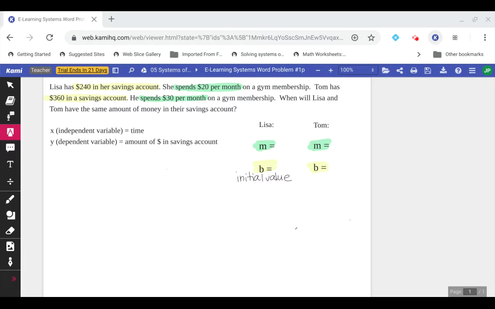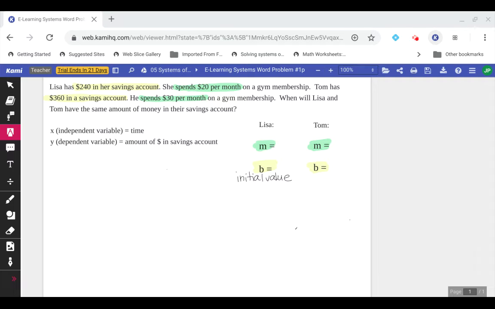This is a real life application problem in which you can write and solve a system of equations in order to figure out when Tom and Lisa will have the same amount of money in their savings account. Whenever answering a word problem in which you have to write and solve an equation or a system of equations, you should always be looking to identify the independent and dependent variables within the context of the problem.